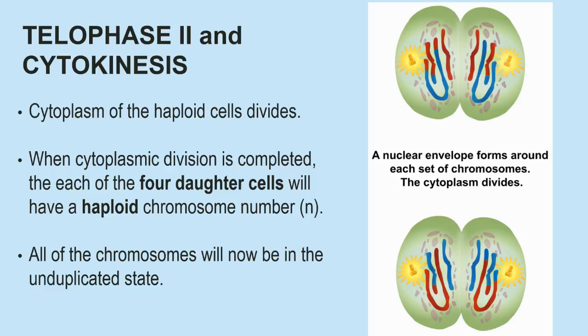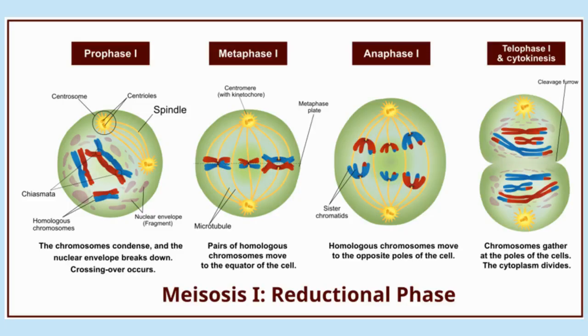So again, the parent cell, it is a diploid parent cell right after the meiosis I, 2 haploid daughter cells, but right after the cytokinesis of meiosis II, ang na-produce na po ay 4 haploid daughter cells. Ayan po.